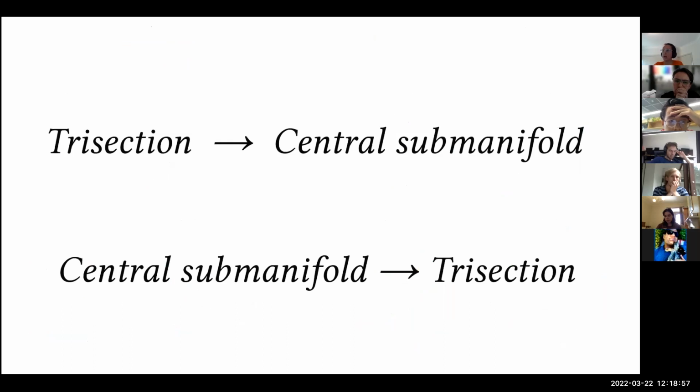Okay, so we've talked now about how we can begin with a trisection and somehow understand parts of the central submanifold. But the goal of our approach is to go in reverse. So we begin with a proposed central submanifold, and hopefully we recover some kind of trisection. But this isn't something we can take for granted.